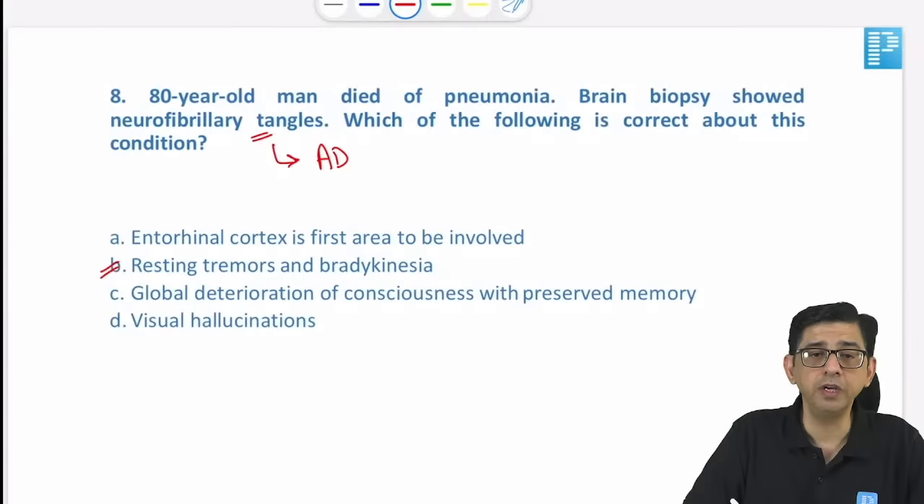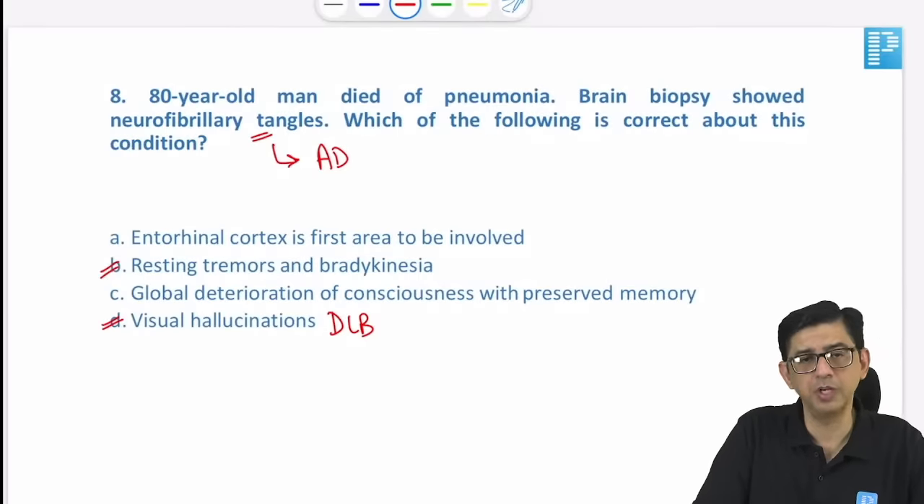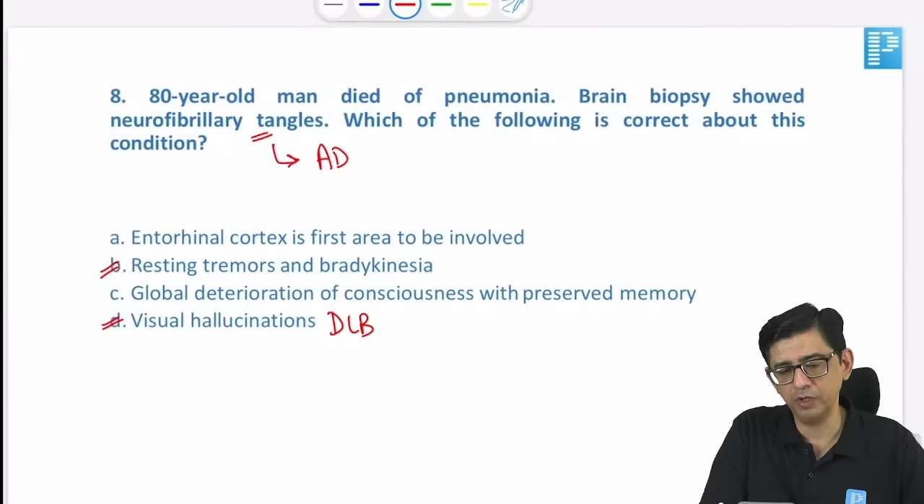And do we get visual hallucinations in Alzheimer's disease? No, because visual hallucinations are mostly a feature of dementia with Lewy bodies as compared to Alzheimer's disease. So two options can be ruled out. We're left between two now, that is A versus C. Let me now see what are the correct options that people are answering.